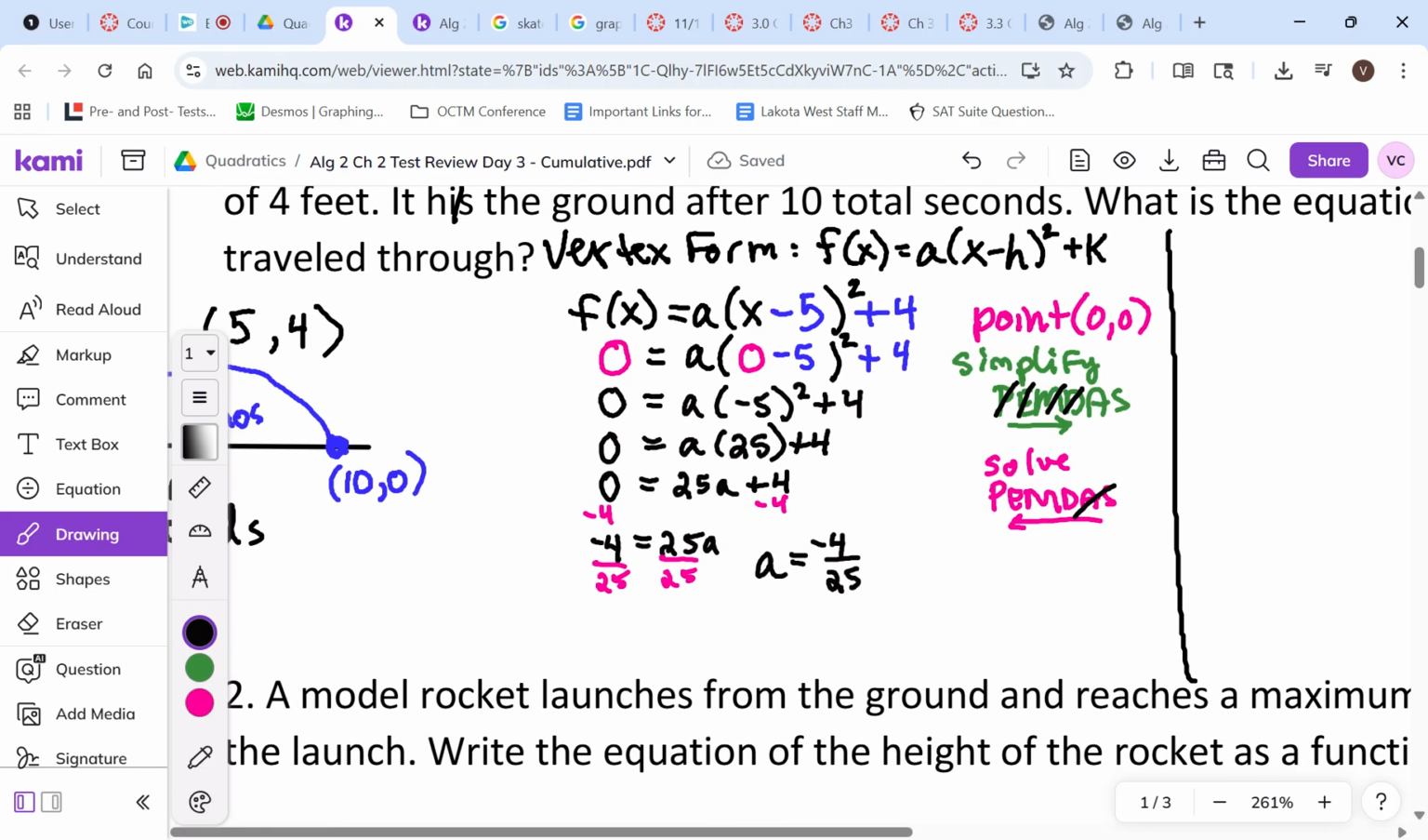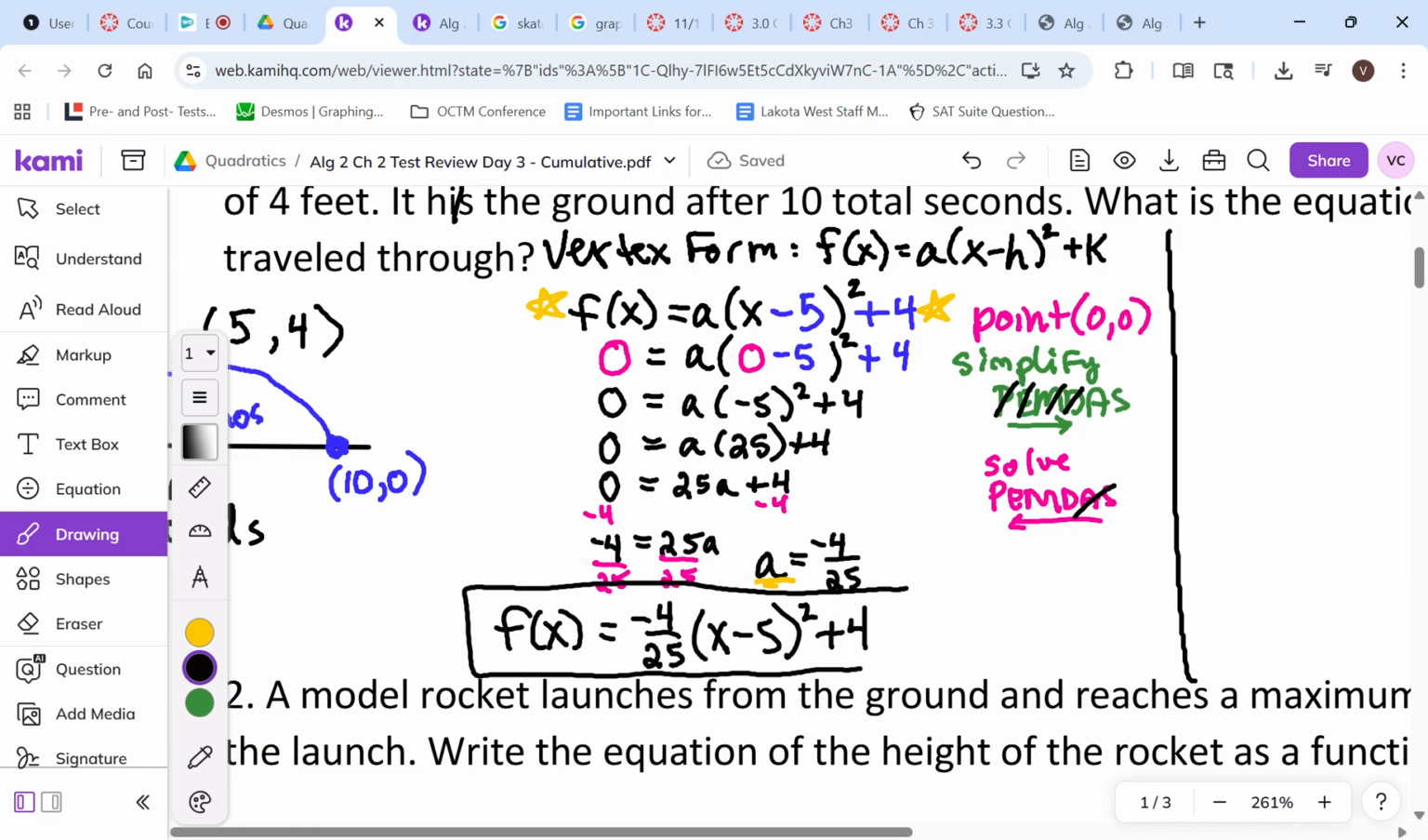So then finally, what we do is we go way back up to the very first step where we put our vertex in, and we're going to add in that a value. I'm just going to rewrite it. F of x equals negative 4/25 times (x minus 5) squared plus 4. Okay, so that is the answer in vertex form.